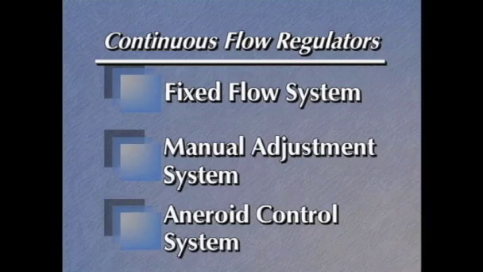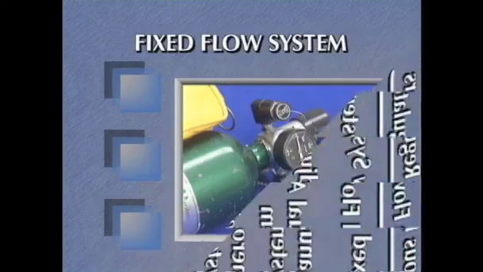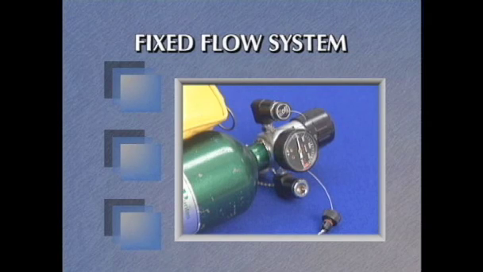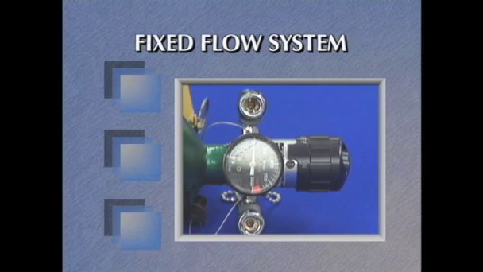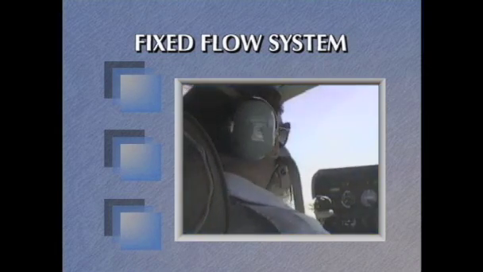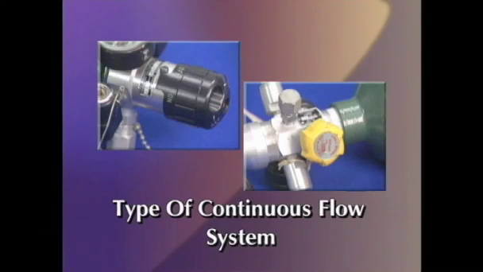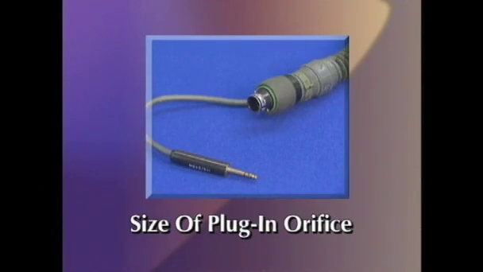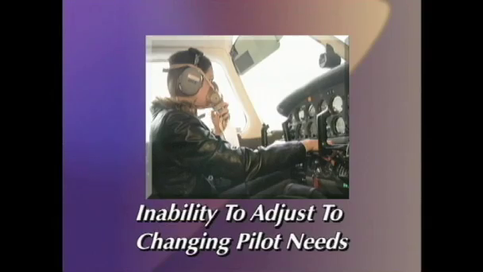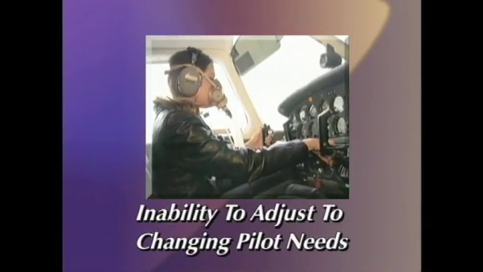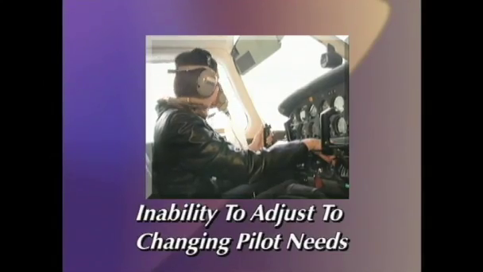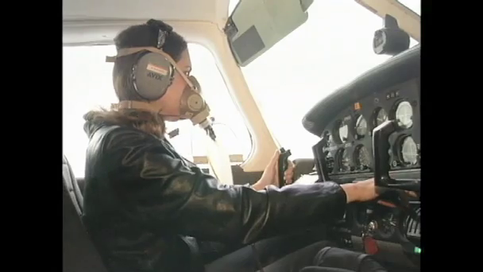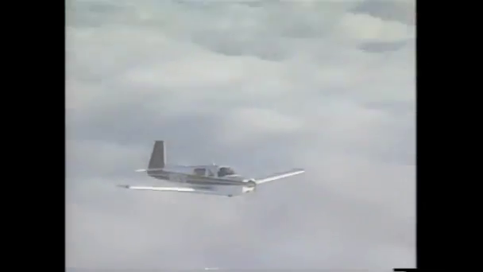There are three types of continuous flow regulators. The fixed flow system delivers oxygen continuously once the system is activated. The amount of oxygen flow is determined by three factors: the type of continuous flow system in use, the orifice size coming out of the container, and the orifice size on the plug-in adapter in the end of the mask hose. The primary disadvantage of a continuous flow system is its inability to adjust automatically to the changing needs of the pilot, level of physical exertion, or altitude changes during flight.